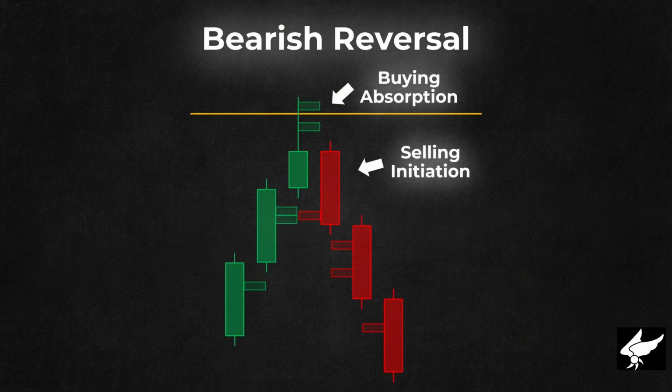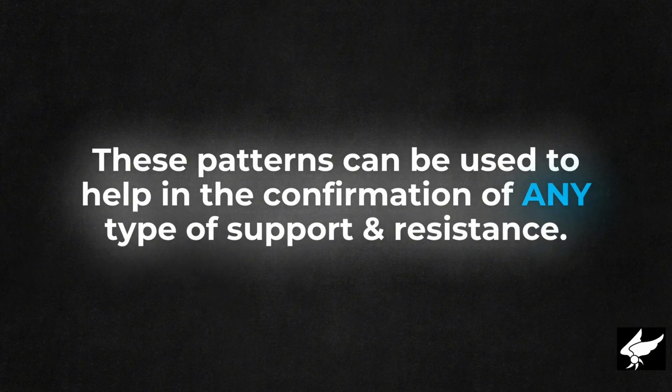The same logic, of course, applies to a bearish reversal, like you can see here. The important point is that you can use this pattern to help in the confirmation of any type of support and resistance line. It can be standard support and resistance, channels, pitchforks, dynamic lines like moving averages and Bollinger Bands, Fibonacci levels, and so on.